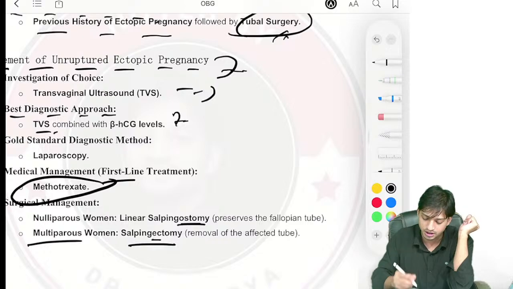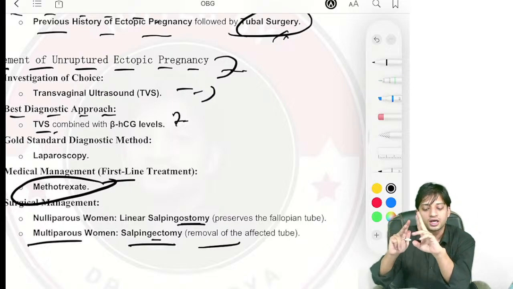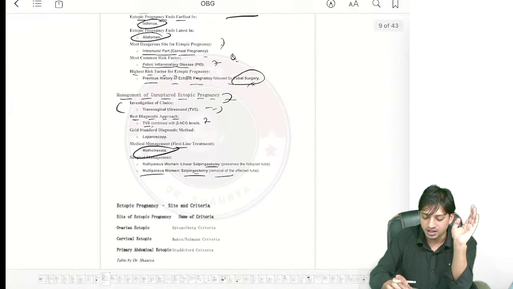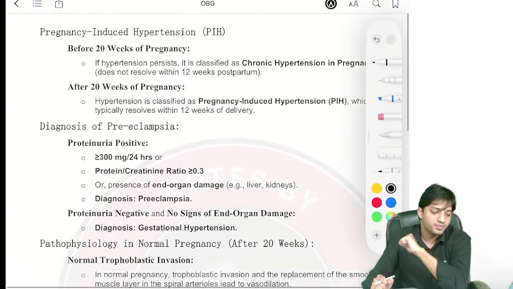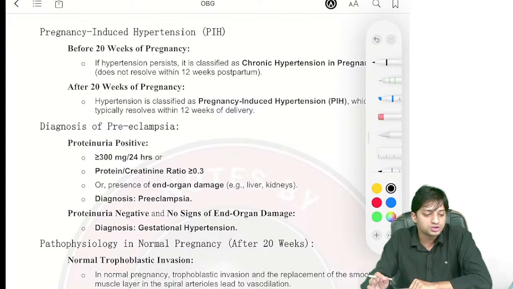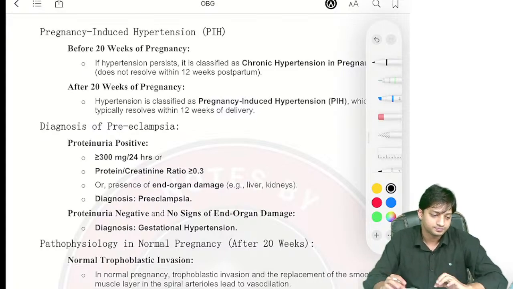Salpingectomy, pay attention. You can remove the affected tube because her family planning is complete and she is already multiparous, right? Now, coming here to the topic of pregnancy induced hypertension.